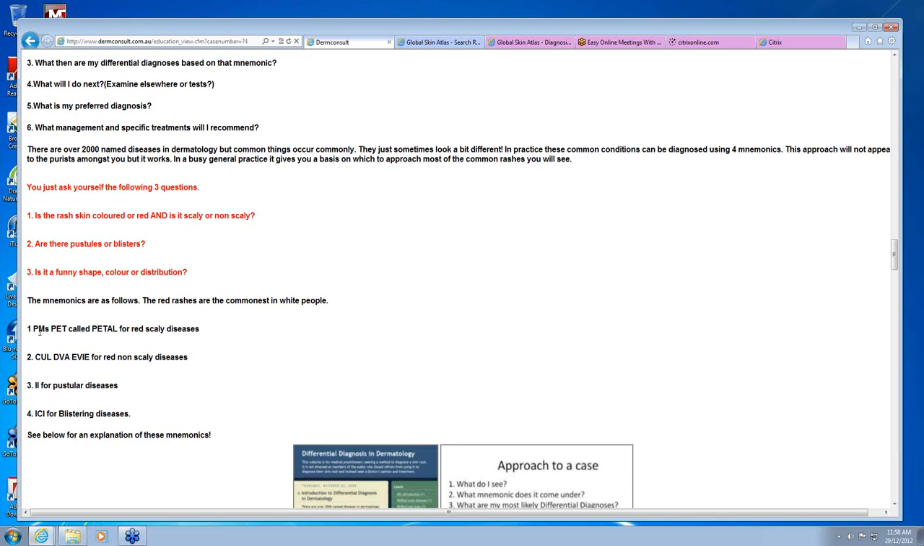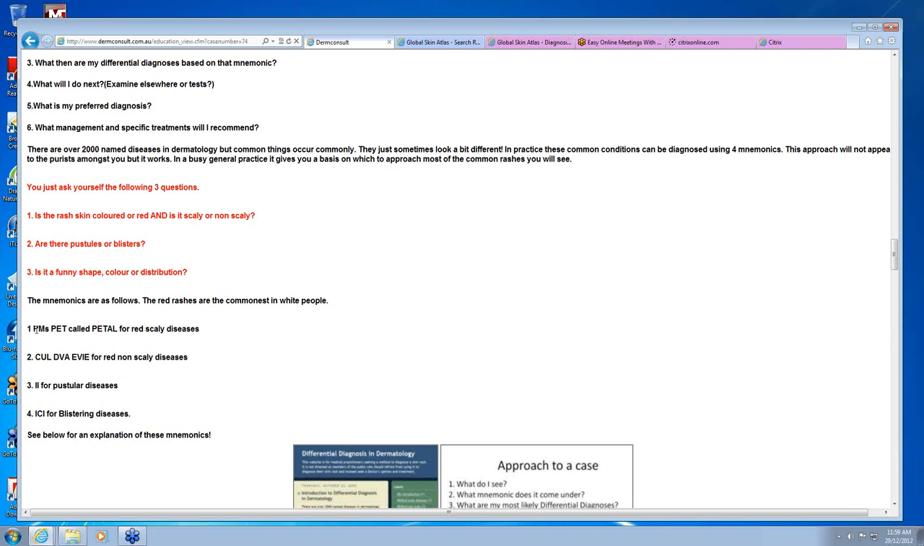This is the mnemonic for the red scaly diseases, the PM's pet. It's a little cat called Petal. I used to think of Kevin Rudd sitting with a little Siamese cat in his lap. So the PM's pet, Petal. And PETEL: psoriasis, eczema, tinea, annular erythema, and the L can stand for lupus, especially discoid type, for lichen planus, for some forms of polymorphous light eruption, for pityriasis lichenoides, for Lewy or syphilis, which can give a red scaly disorder.